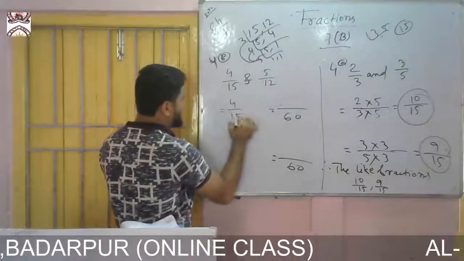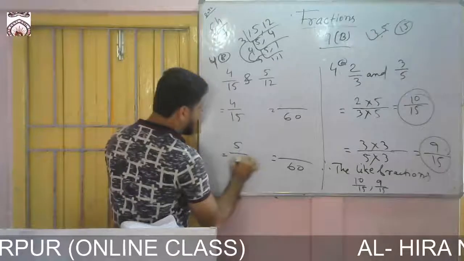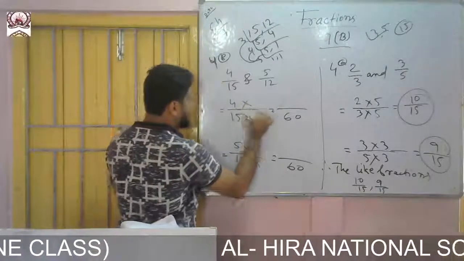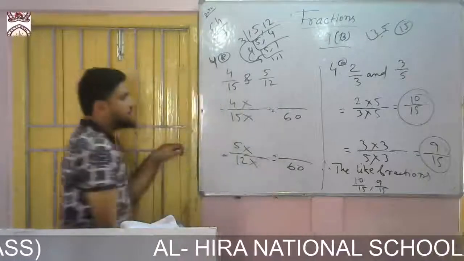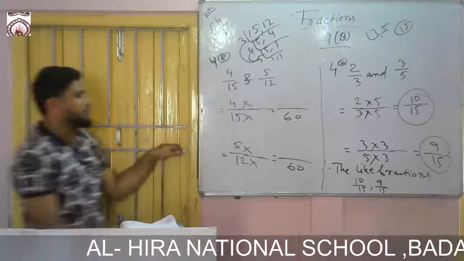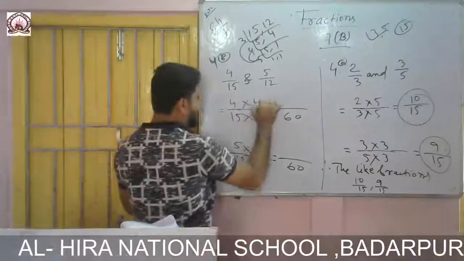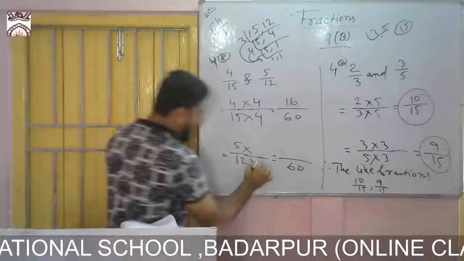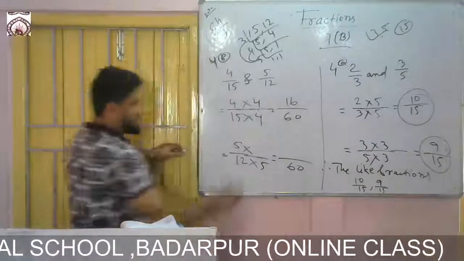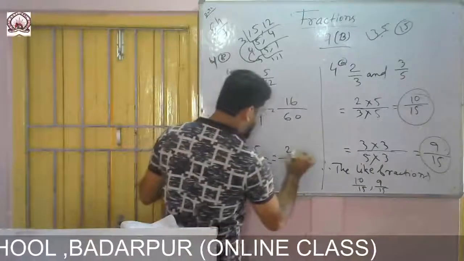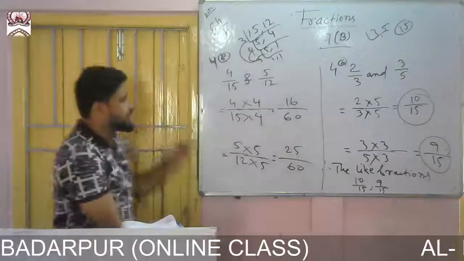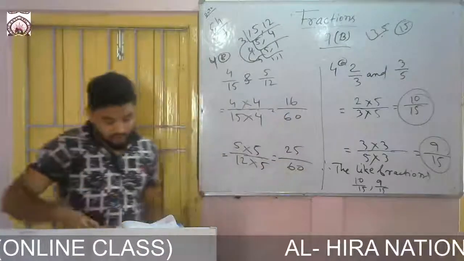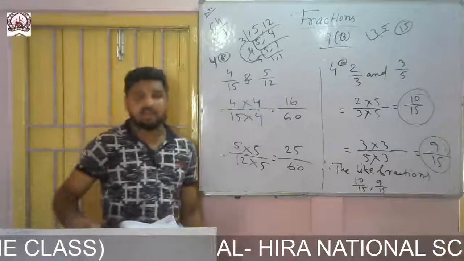4 by 15 and 5 by 12. So make the denominator 60. I need to write. Okay. So 15 how many times? 4 times. So here I need to write 4. Here 16, and 12 5 times. So here 5, 25. Okay. So one is 16 by 60, one is 25 by 60. So these are like fractions.